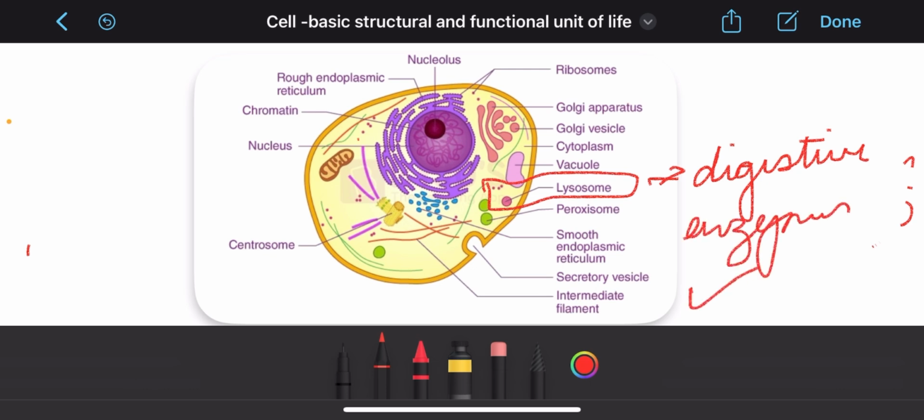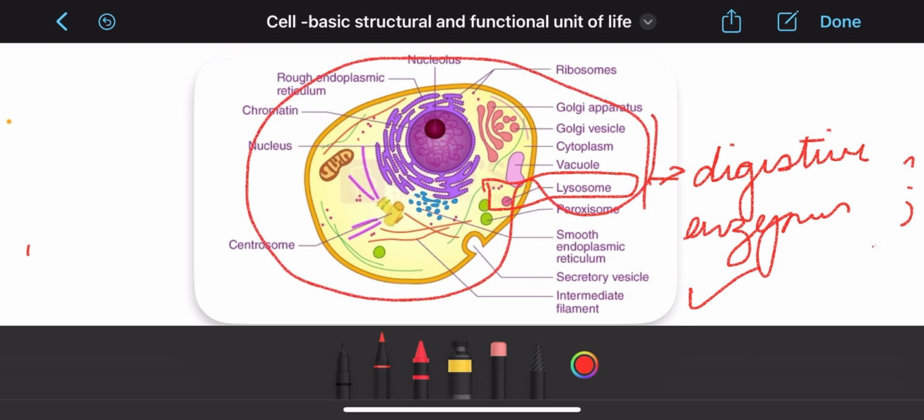And these digestive enzymes are responsible for digestion of the entire cell itself. So they can destroy foreign substances and they can digest their own cell. So this is known as the suicidal bag of a cell. It also digests the cartilages of the bone during the formation of the bones.